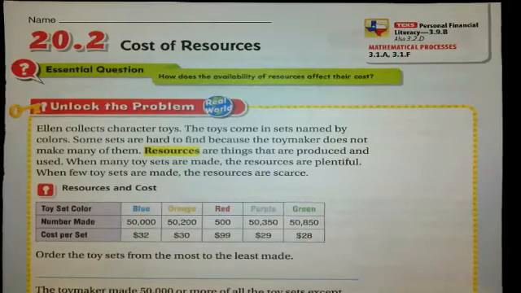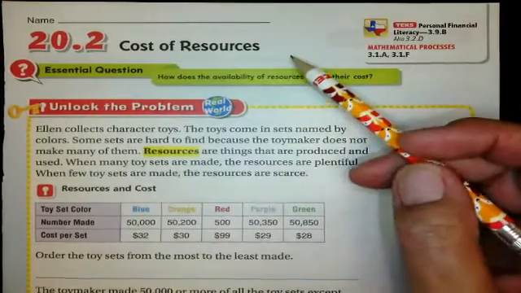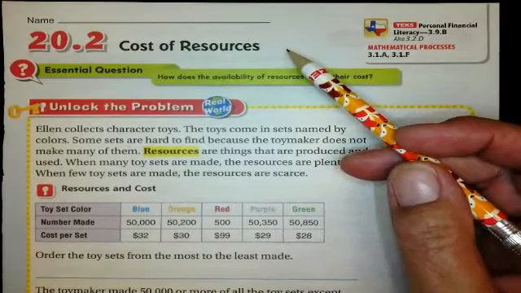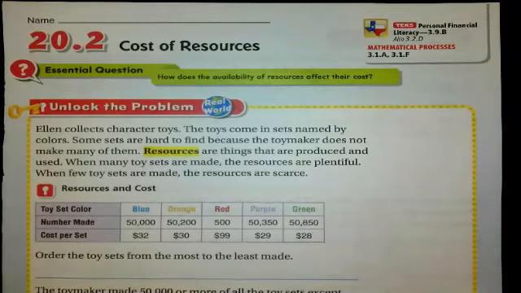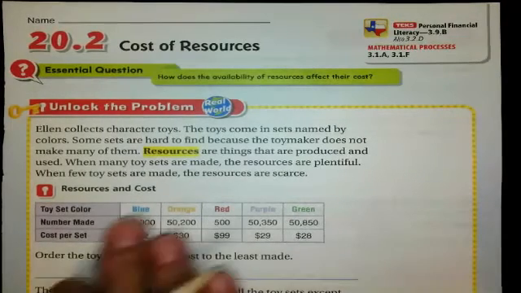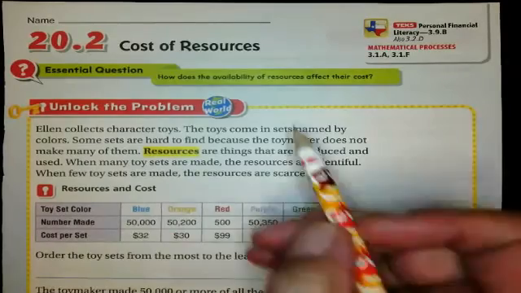Everybody. So today in math, we are going to learn about the cost of resources. Our essential question asks, how does the availability of resources affect their cost? We learned about this in social studies. So today is really more of a review and how it applies to what we do in math.